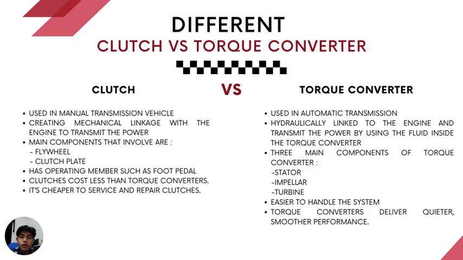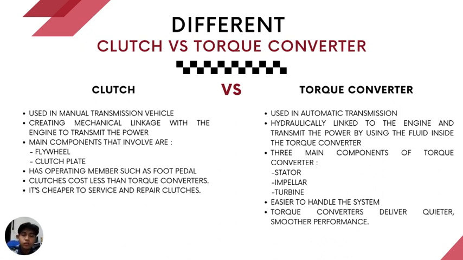Firstly, the most obvious one is that the clutch transmits the power by creating a mechanical linkage with the engine, while the torque converter has a hydraulic linkage to the engine and transmits the power by using the fluid inside the motor. So that's the first difference between clutch and torque converter.